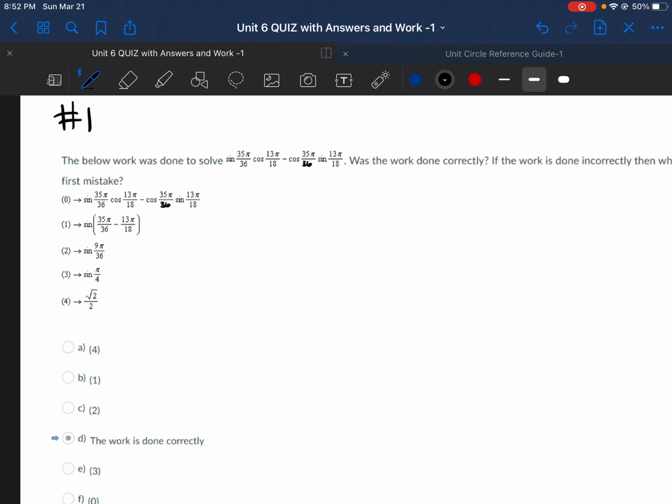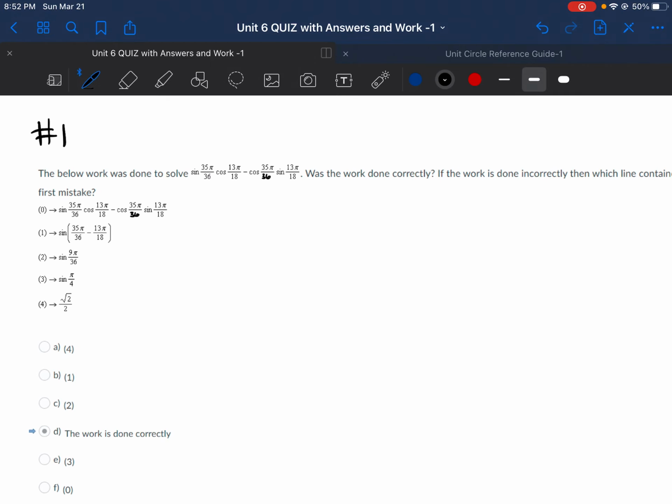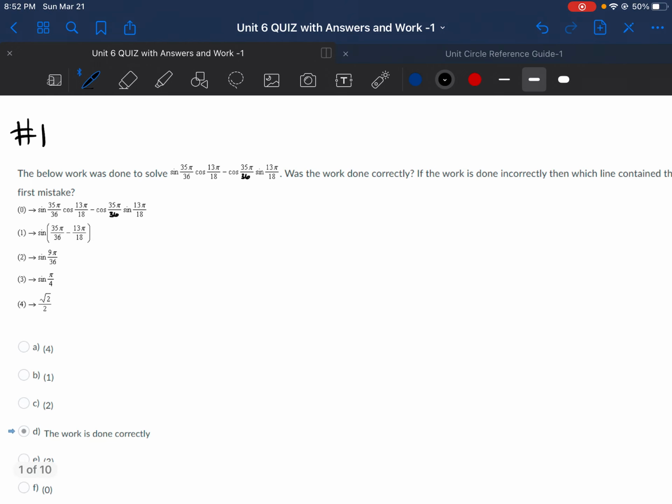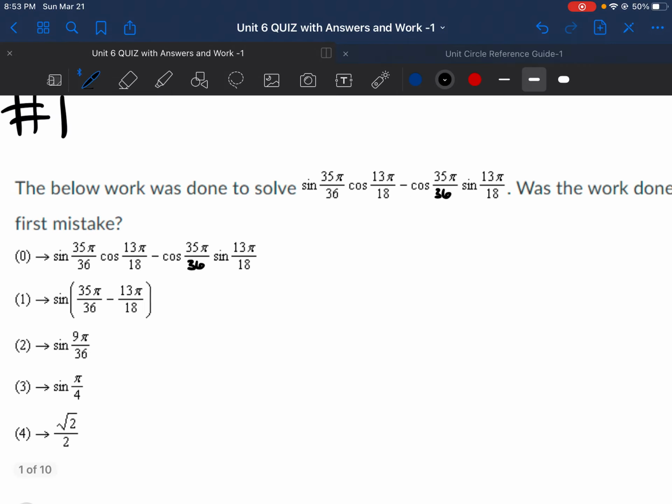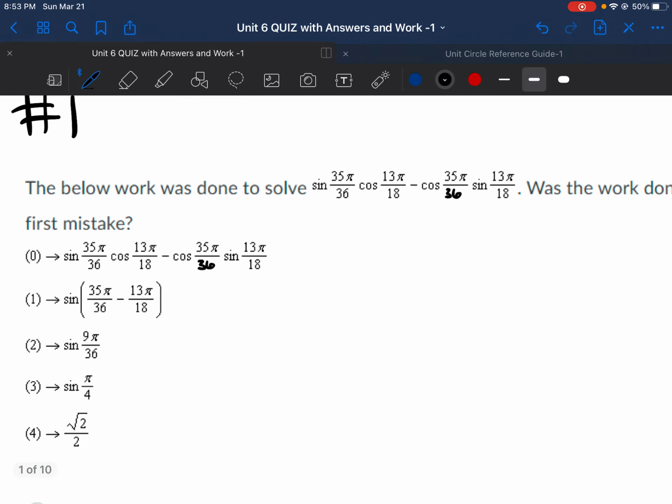Okay. So many of the problems on the quiz were problems like this, where you had work and you need to verify if the work was either correct or if there was a mistake somewhere. So here in number one, the below work was done to solve sine of 35 pi over 36, cosine 13 pi over 18 minus cosine 35 pi over 36 sine 13 pi over 18. We want to know if the work was done correctly or where the first mistake was.